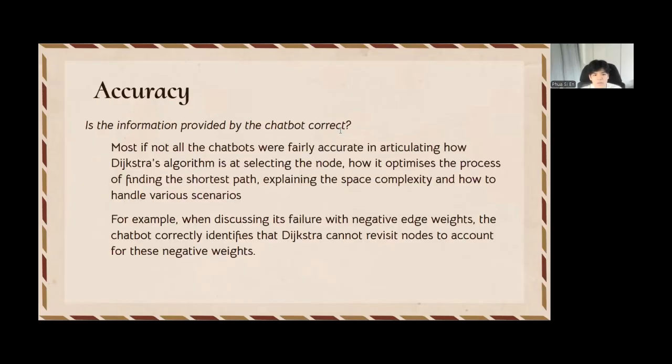So, first of all, let's start with accuracy. This category evaluates how correctly the content answers the questions. In the provided explanations, the chatbot accurately describes the Dijkstra's algorithm, including its core processes like node selection, distance updates, and the use of priority queues. For instance, it correctly identified that the Dijkstra fails when negative edge weights are present because the algorithm assumes that once a node's shortest path is found, it won't be revisited. This is a critical point, and the chatbot addresses it well. Overall, the accuracy of the response is excellent.